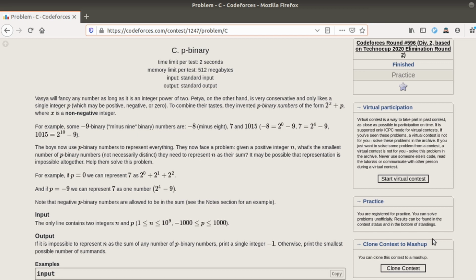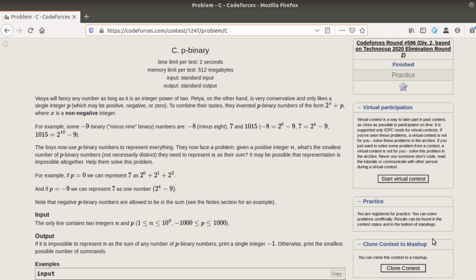Let's look at the question first. Vasya will fancy any number as long as it is an integer power of 2. Petya, on the other hand, is very conservative and only likes a single integer p, which may be positive, negative, or 0. To combine these pairs, they invented p-binary numbers of the form 2 power x plus p, where x can be any non-negative integer. So let's look at what these p-binary numbers are.